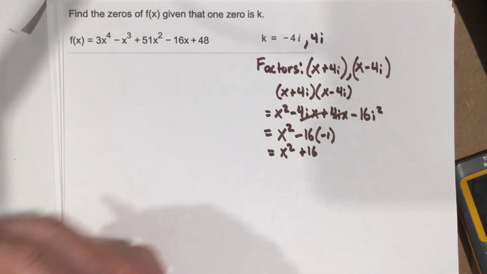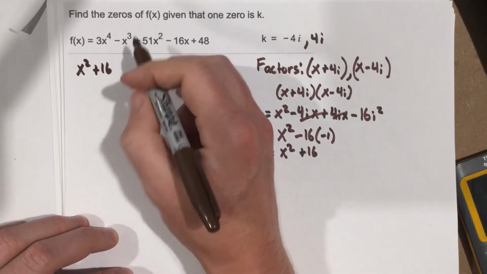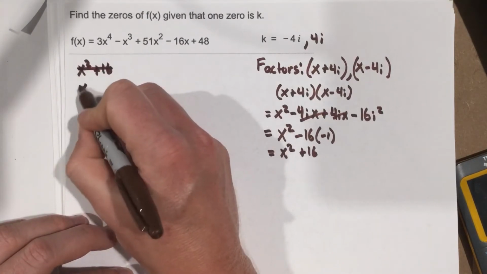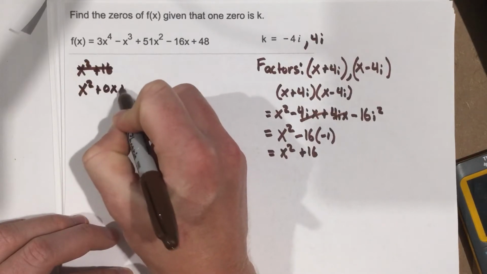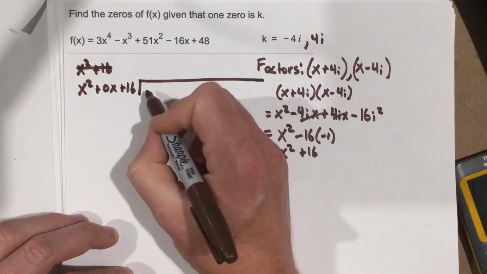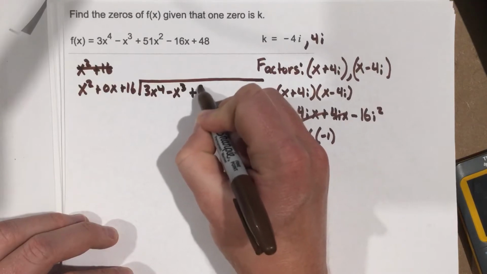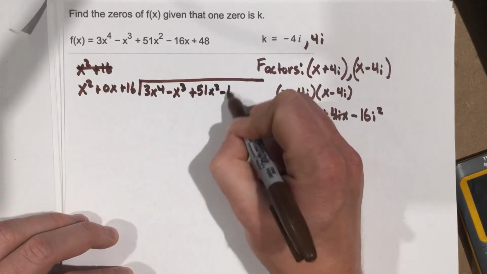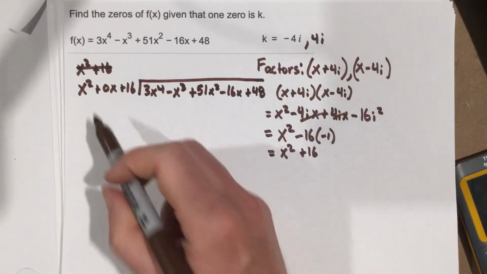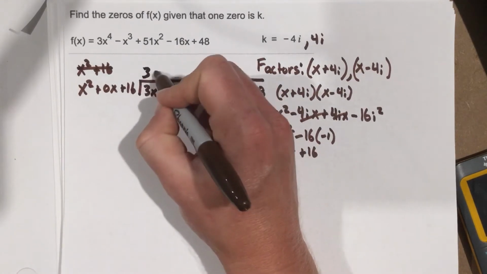So let's do some long division here. We're going to do x squared plus 16. And actually I should put in plus 0x here, so x squared plus 0x plus 16. We're going to divide into 3x to the 4th minus x cubed plus 51x squared minus 16x plus 48. So x squared goes into 3x to the 4th 3x squared times.